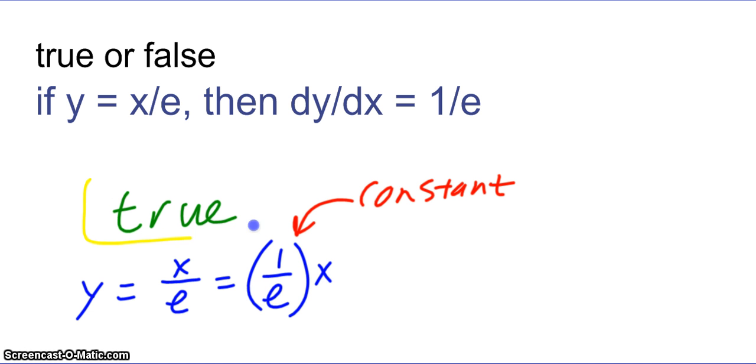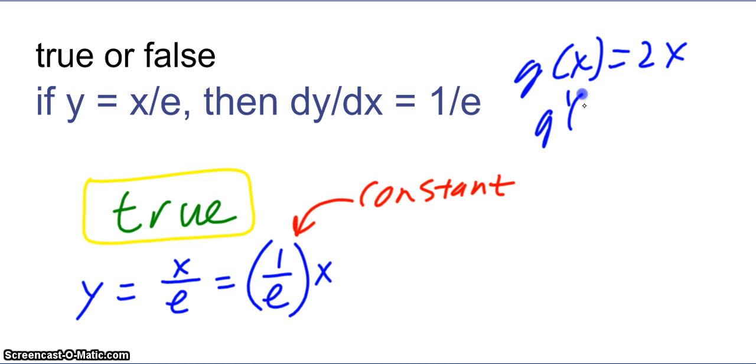Okay, so this is true. And this should make sense because e is a constant. So y equals x over e is the same as 1 over e times x. And whenever we take the derivative of, if I had g of x equals 2x, then g prime of x equals 2. So the derivative of a constant times x is just the constant.